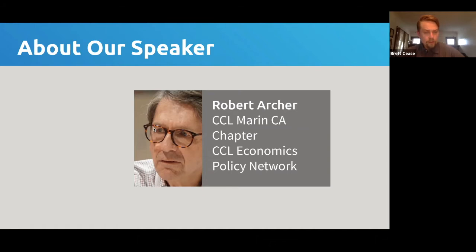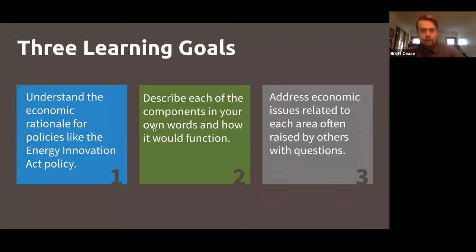With our focus tonight, we're going to have the following 3 learning goals. You're going to have a chance to review the rationale behind the 3 legs for policies like the Energy Innovation Act, carbon fee and dividend policies. You're going to start describing each of those policy components in your own words and how they function together, and begin to address some of the economic issues related to each of those legs or areas that others often raise in questions.